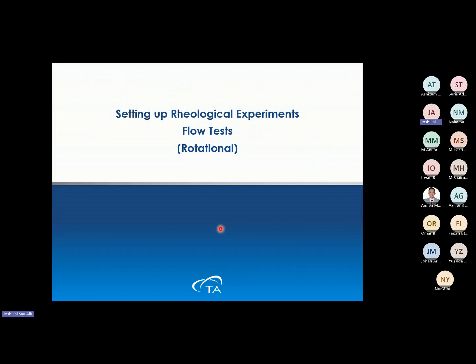Okay, so any questions so far on the theory, the parameters themselves, and how these sample parameters are calculated? Okay, yes, Hazris. I have a question regarding this rheometer and the method that we have used, which is the rotational method. Can this kind of method measure the kinematic viscosity also?